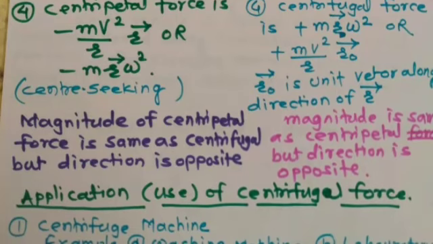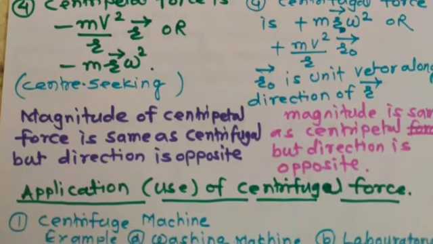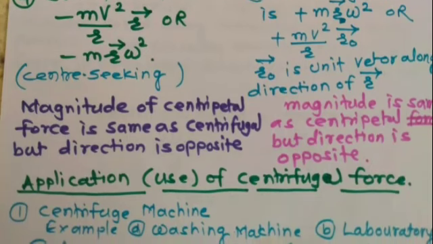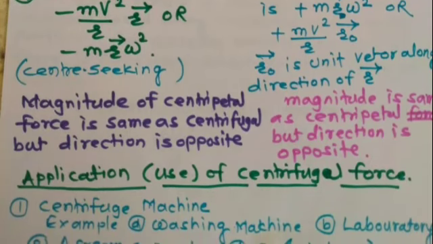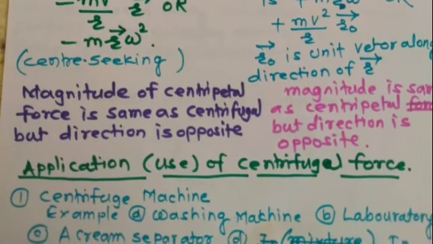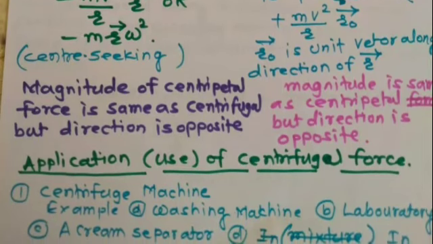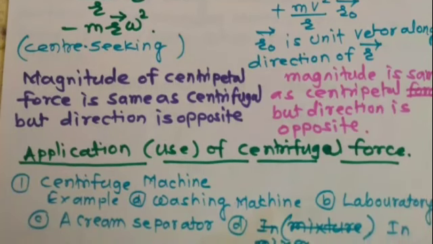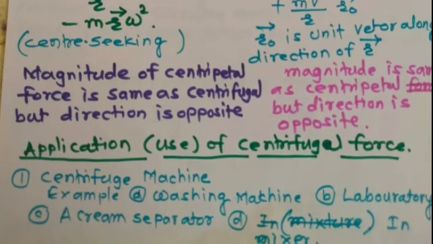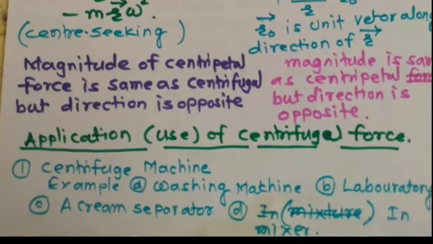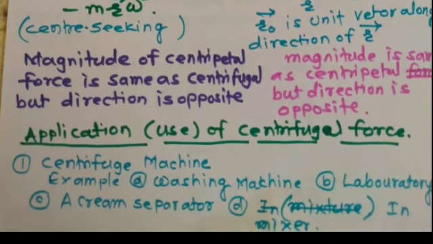Application or use of centrifugal force. Number 1, it is used as a centrifuge machine. Examples: number 1, washing machine; number 2, laboratory; number 3, cream separator; number 4, mixer grinder. These are the applications or uses of centrifugal force.